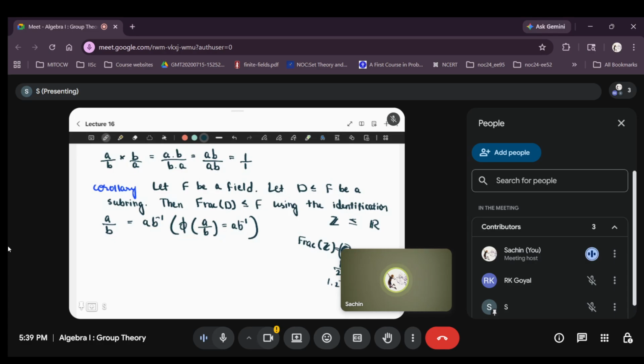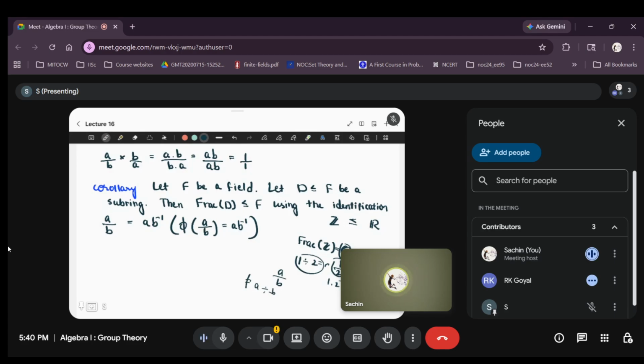This is trying to give a notion of division, but not exactly. This is trying to give a notion of fraction. When you write 1 by 2 here, it also carries the notion that you are dividing 1 by 2, right? 1 divided by 2 is 1 by 2. But such a meaning doesn't exist for an arbitrary integral domain. And a by b doesn't mean that you are dividing a by b. This doesn't hold.